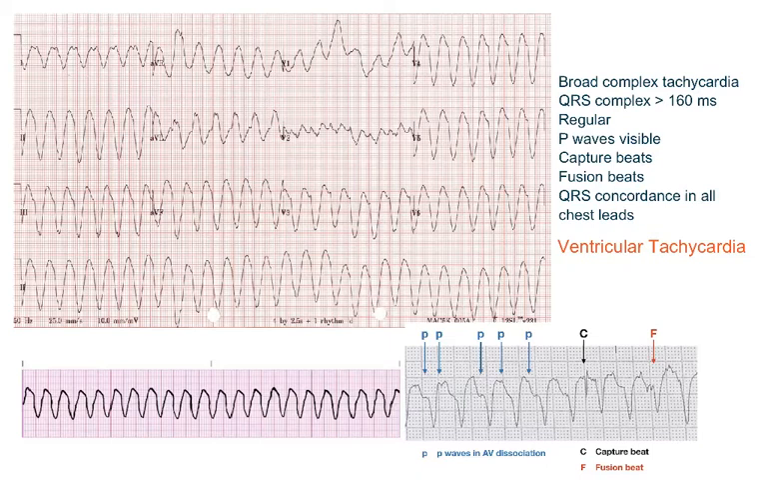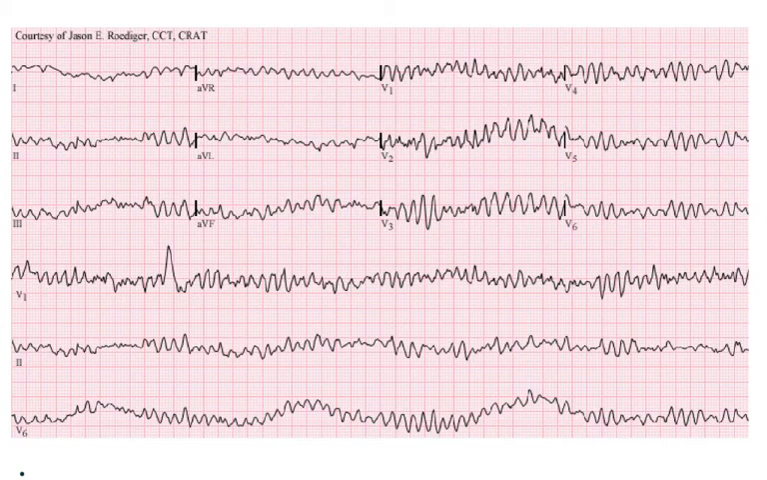When one normal QRS complex is captured in between these broad complexes, that is called a captured beat. And fusion beat is when two beats are fused together. Then we have QRS concordance in all chest leads. Concordance means that all the QRS complexes from V1 to V6 will be either positive or negative. So they will be the same in all the chest leads. This is a very bizarre ECG.